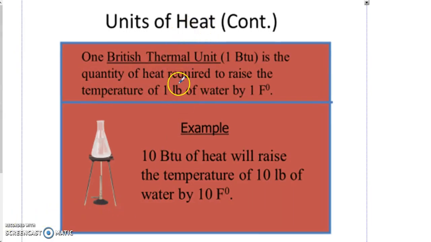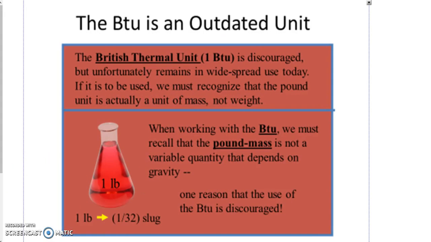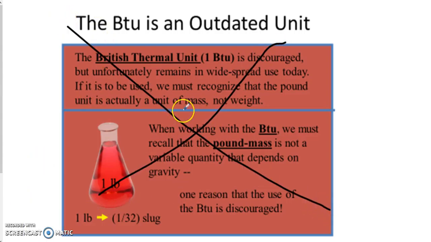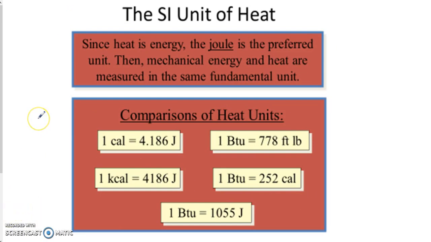British thermal unit, it's a little bit outdated, really doesn't matter, but a BTU raises 1 pound of water by 1 degree Fahrenheit, but it's an outdated unit, so we're not even going to use it. And then the last one, the SI unit of heat, is the joule. And that is the preferred unit. Just jot all these down.